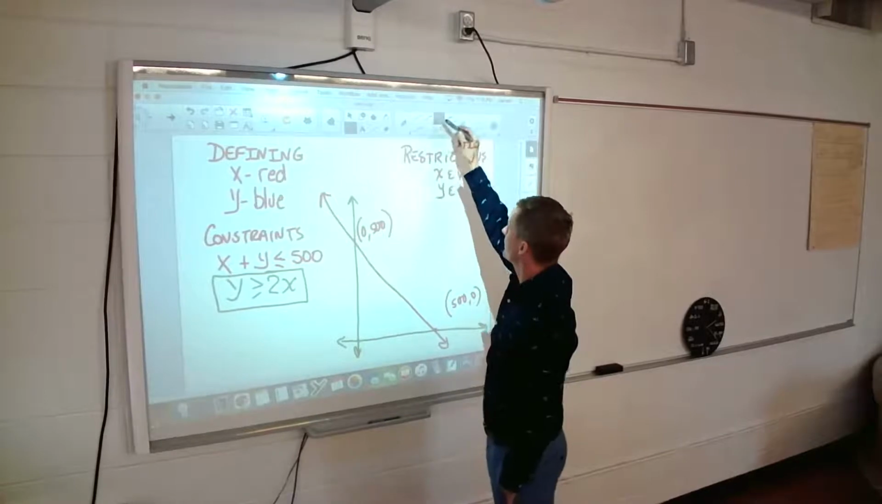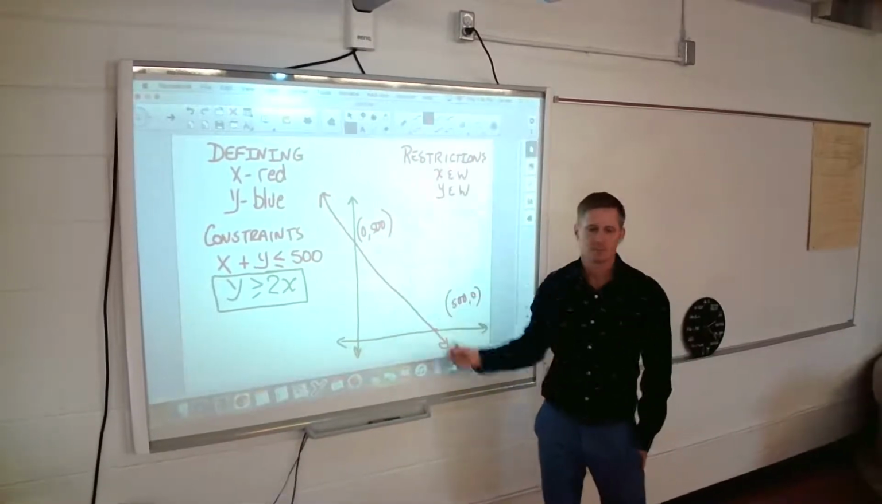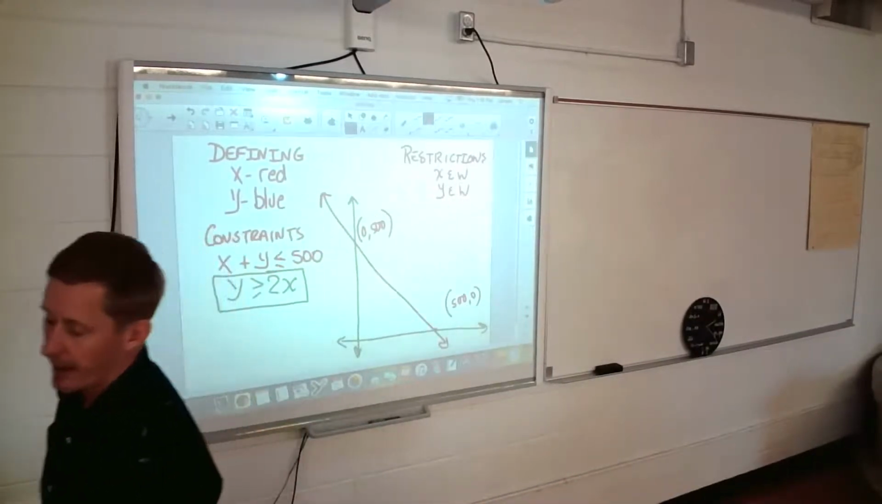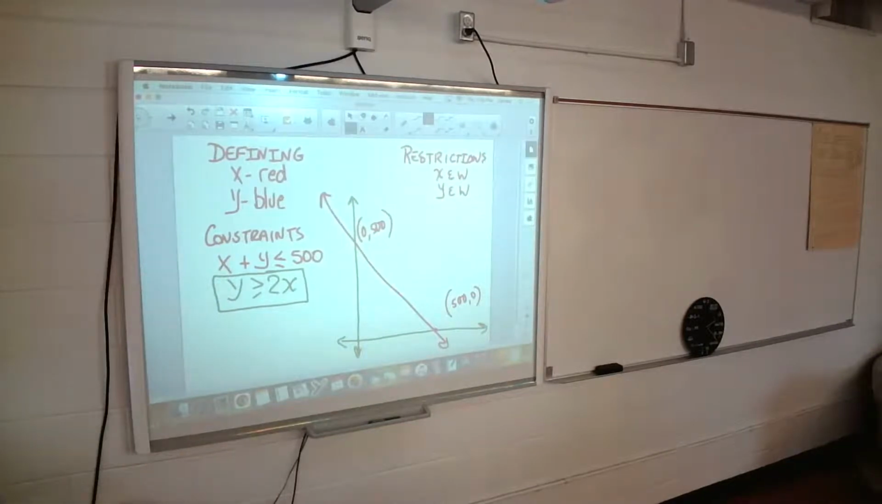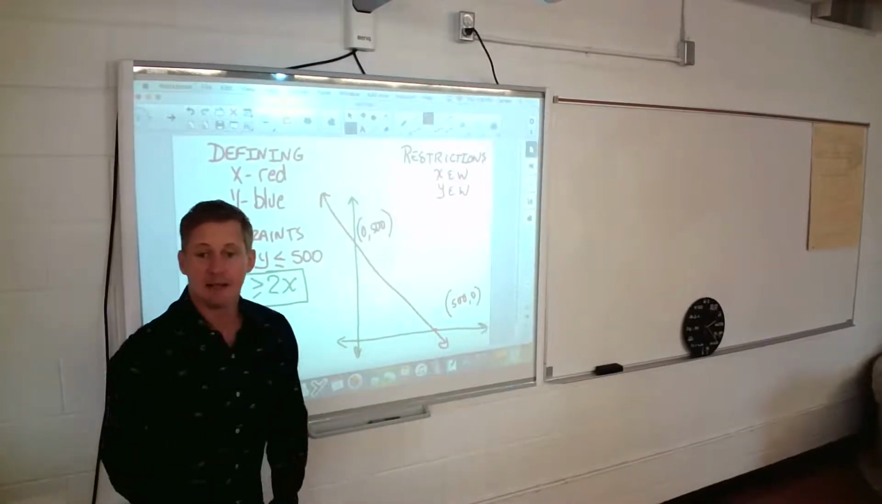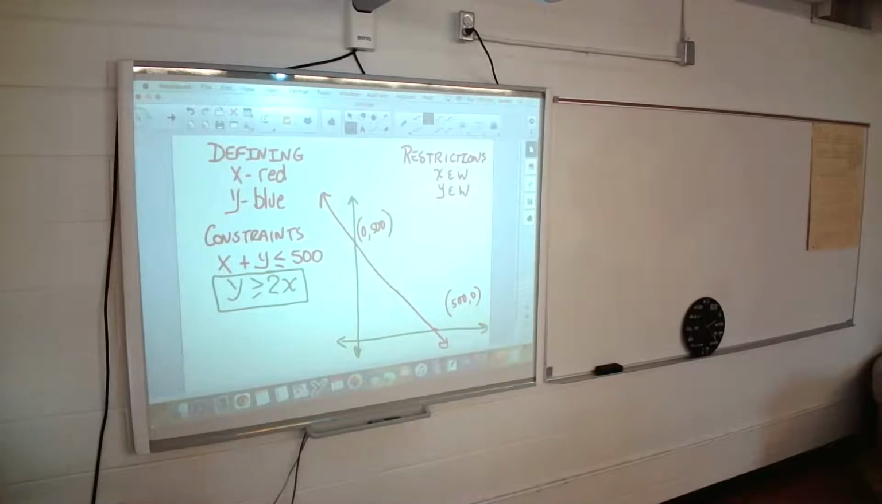Okay, am I shading above or below this line? Below. Okay, it's less than or equal to it. So what do you think it should be? It should be below, but how do I check it? Put 0 and 0 in, right? So let's put 0 and 0 in. Is 0 less than 500? Yeah, so I'm talking about somewhere in here, right? Okay, but again, because it's whole numbers, what do I have to put in there? I have to put dots in there, right?